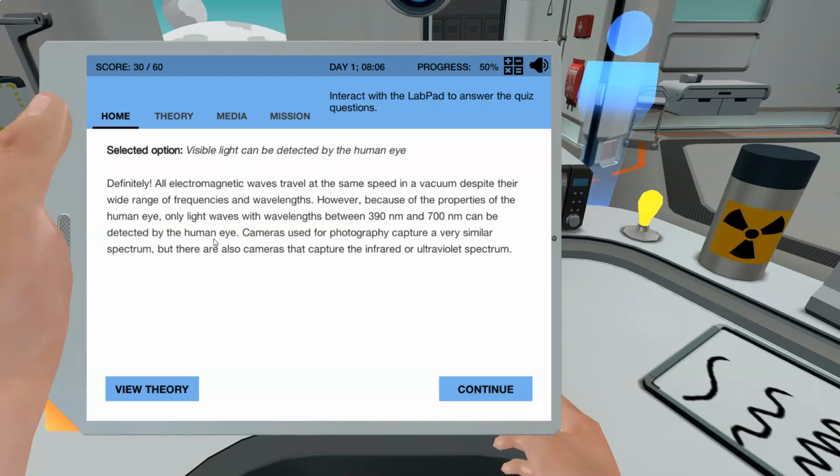Definitely, all electromagnetic waves travel at the same speed in a vacuum despite their wide range of frequencies and wavelengths. However, because of the properties of the human eye, only light waves with wavelengths between 390 nanometers and 700 nanometers can be detected by the human eye. Cameras used for photography capture a very similar spectrum, but there are also cameras that capture the infrared or ultraviolet spectrum.